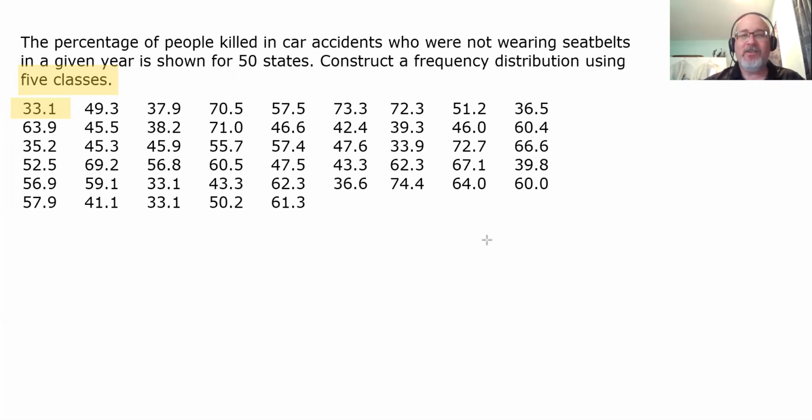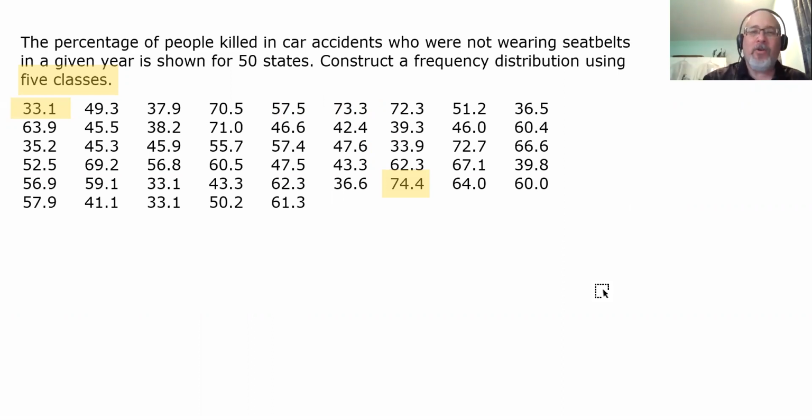Now we have to find the highest. In scanning through these, I saw 70.5. I don't know if it's the highest. Nope, look right below it, 71. But let's go through all of them to make sure. Any that start with 7. I'm just looking at the first digit on each number. There's a 73.3. That's higher. 74.4. That's higher. It looks like the lowest is 33.1 and the highest is 74.4. I'm going to cheat and look on my spreadsheet, and yes, those are the lowest and highest values.